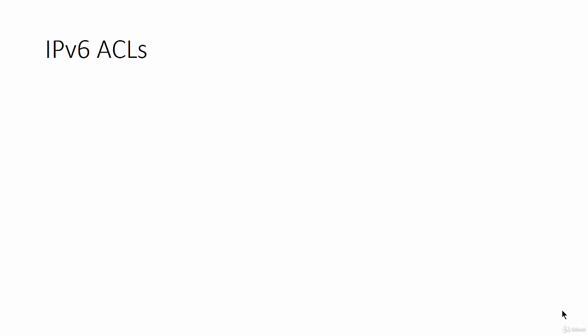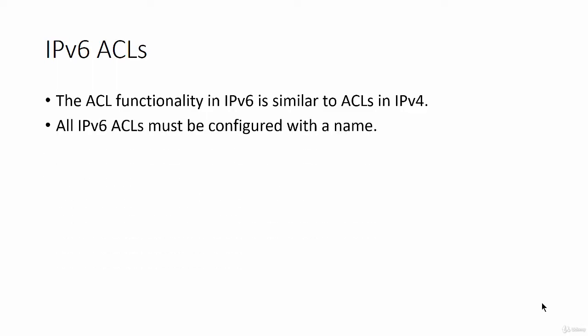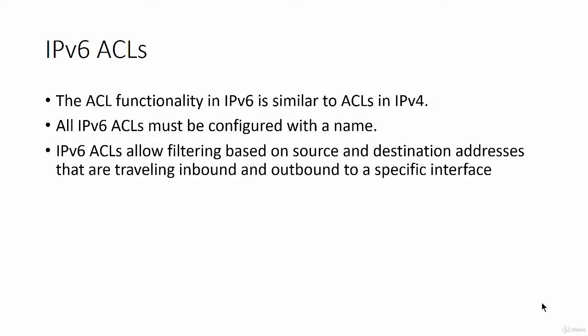Hi, on this slide I will discuss IPv6 ACLs. The ACL functionality in IPv6 is similar to ACLs in IPv4. All IPv6 ACLs must be configured with a name. IPv6 ACLs allow filtering based on source and destination addresses that are traveling inbound and outbound to a specific interface.